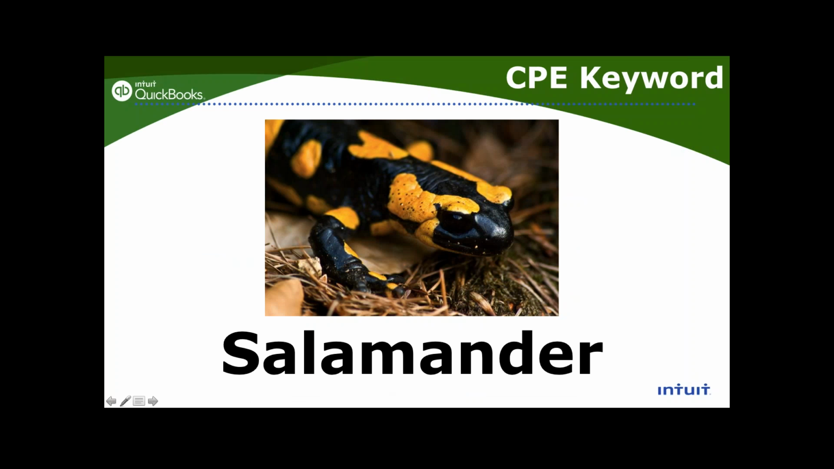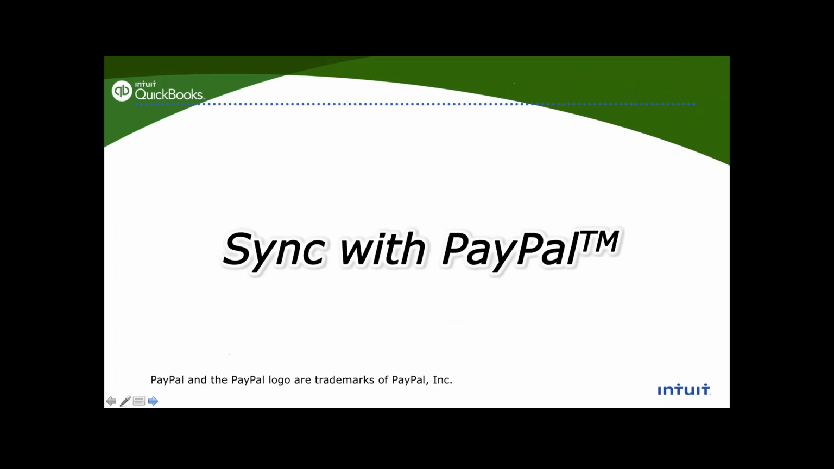Okay. So salamander is the CPA keyword. Make sure that you write that down, because towards the end when we ask the question, this is going to be part of the question that we're going to ask. So make sure you have it. Salamander is a CPA keyword. Going once, going twice, sold.